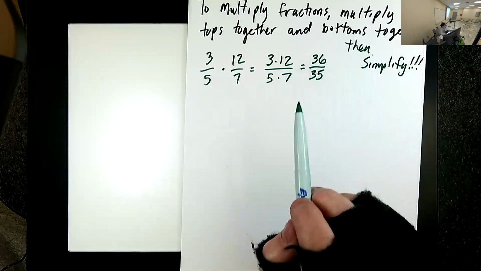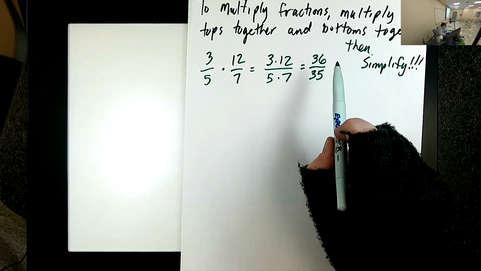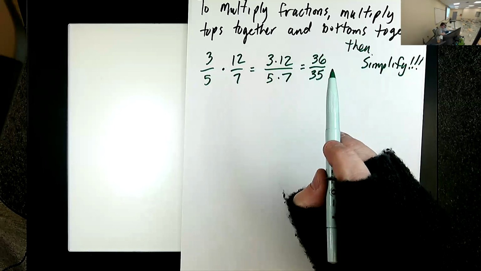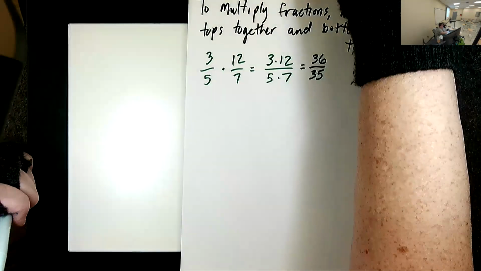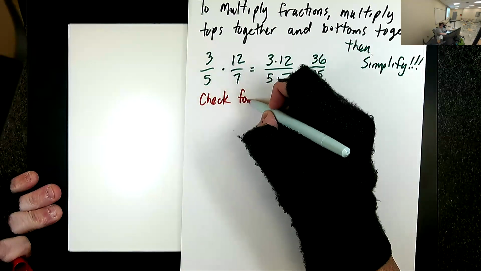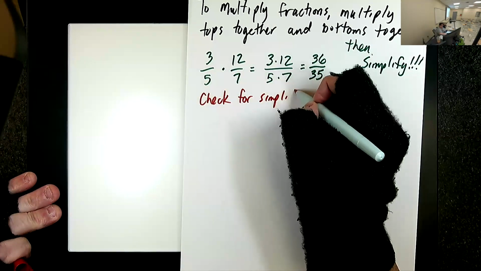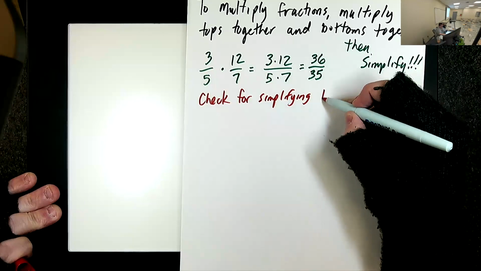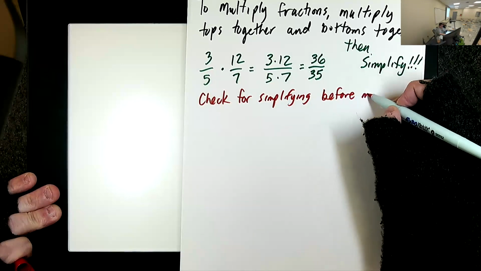Now, I jumped ahead. I know there's nothing to simplify here. Ideally, the smart person checks to simplify before multiplying. Check for simplifying before multiplying. As you'll see in a second, it makes it a lot easier.